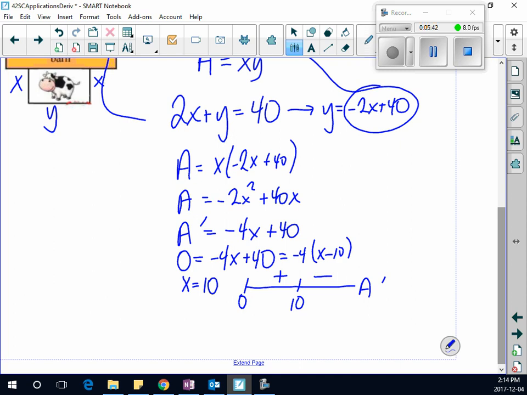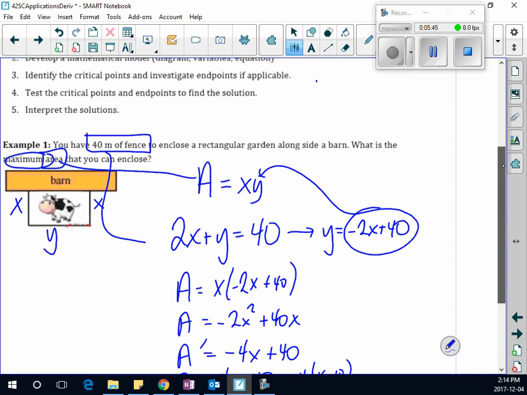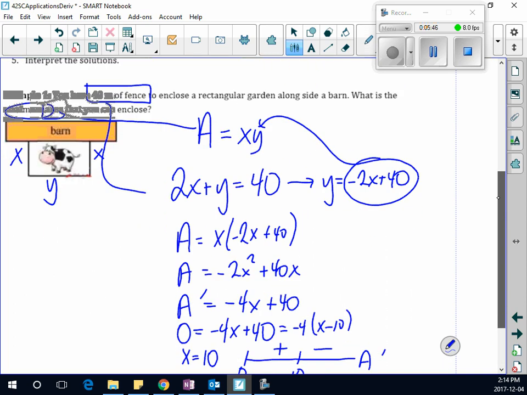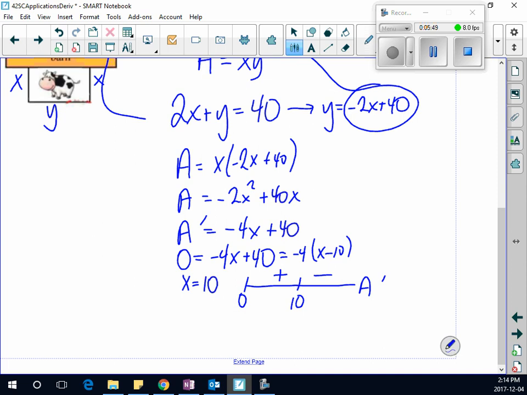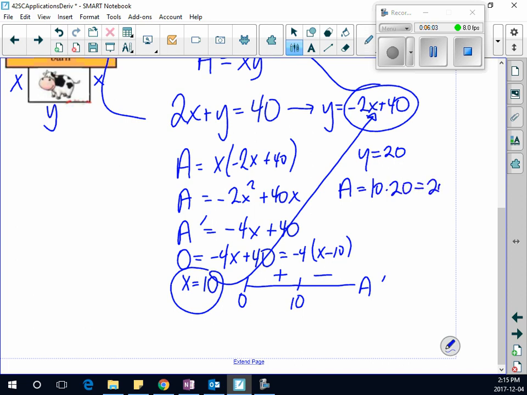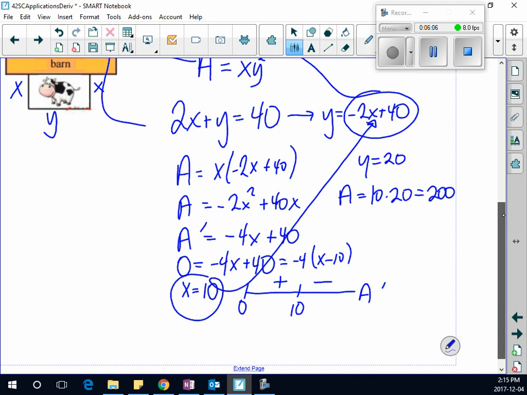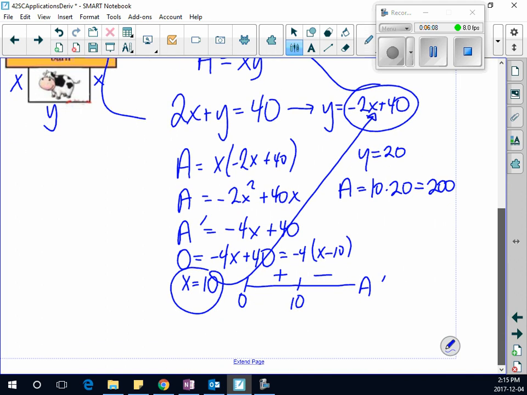Yeah. Okay, so let's answer the question now. What is the maximum area? Oh, so I have to actually answer what's the maximum area. I know that x is 10. What's y going to be? 20. Plug her in. Do you see that y would be 20? So then my area would be 10 times 20, which is 200, what is that, meters? Meters squared.